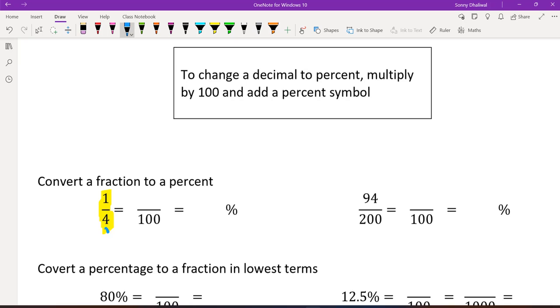So we go, hey, to go from 4 to 100, what number do you need to multiply? Multiply by 25, right? So that's how you would change the bottom number. And to keep it equivalent, we multiply the top by the same thing. So 1 times 25 will give us 25 out of 100. Now, if it's out of 100, it's easy to say it's just 25%.